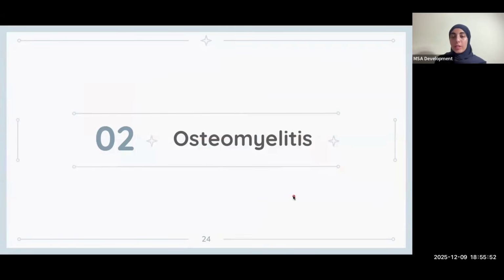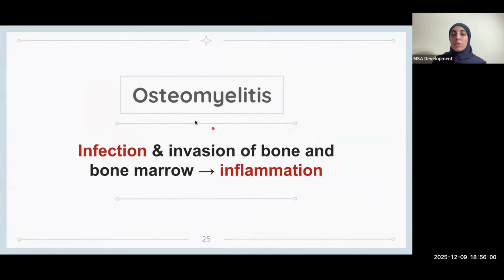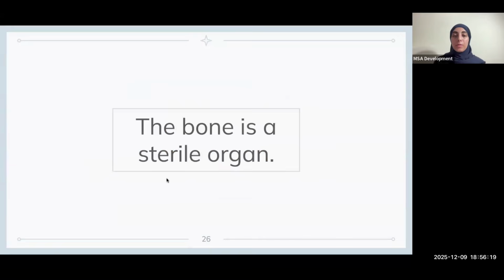Now we are done with septic arthritis and we're going to move to the next part, which is osteomyelitis. As we did with septic arthritis, let's break down what this means. Osteo is bone, myelo is bone marrow, and itis is inflammation. So you have inflammation of the bone and bone marrow, and it's due to an infection. You have a bacteria or some organism infecting and invading the bone, leading to inflammation.